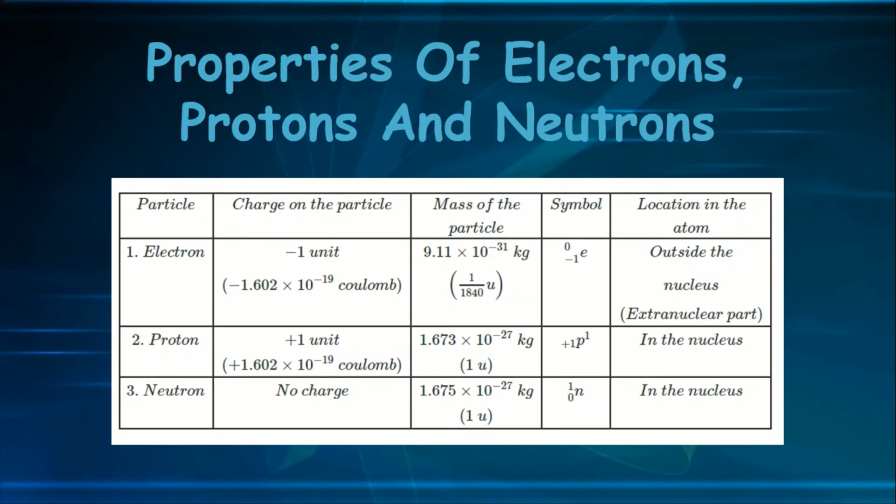Proton: plus 1 unit, mass 1.673 into 10 to the power minus 27 kg. The symbol is this, and it is in the nucleus. Neutron is also in the nucleus, and it has no charge, and the mass is 1.675 into 10 to the power minus 27.